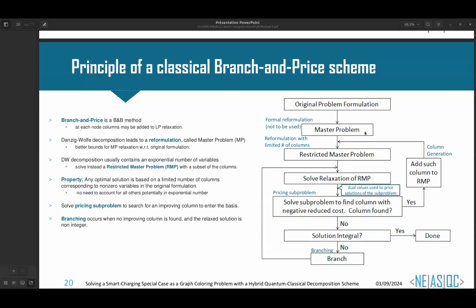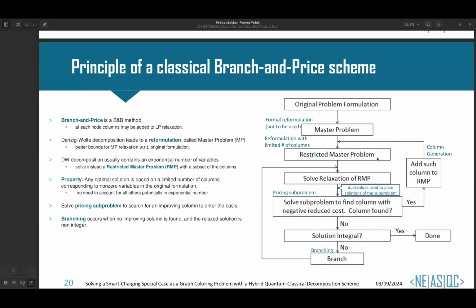Actually, it's not even polynomial anymore, it's exponential. And because it's exponential, we need to look at a restricted master problem in which only a subset of the variables is used, which correspond to columns in the matrix form. So we will be interested in a selection of columns. And to do that, we have a property that any optimal solution is based on a limited number of columns corresponding to non-zero variables in the original formulation.